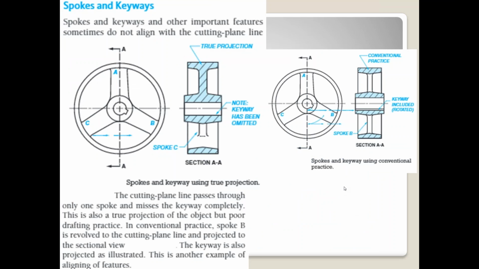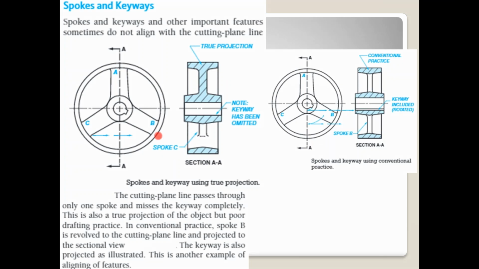And spokes and keyways and other important features sometimes do not align with the cutting plane line. The cutting plane line passes through only one spoke and misses the keyway completely. This is also a true projection of the object, but poor practice.